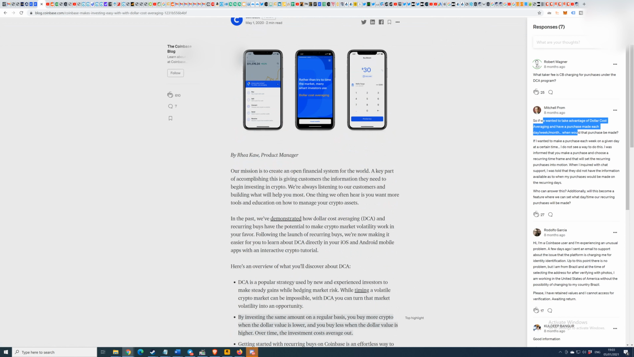However, look at that, 8 months ago, somebody asked, so if I went to dollar cost average, what day, week, month, when would that purchase be made? If I went to purchase each week on a given day at a certain time, I do not see a way to do this.